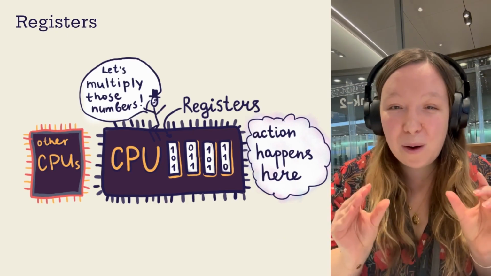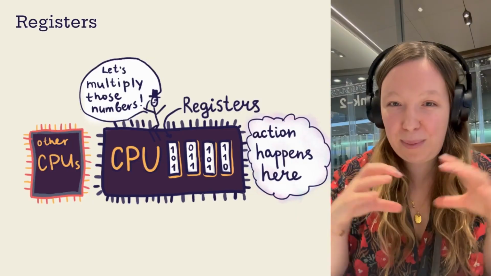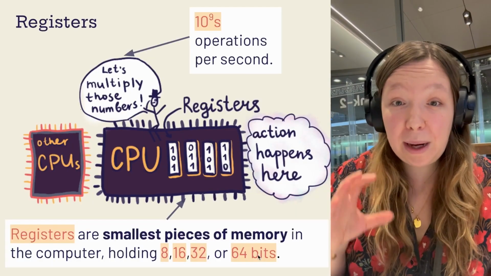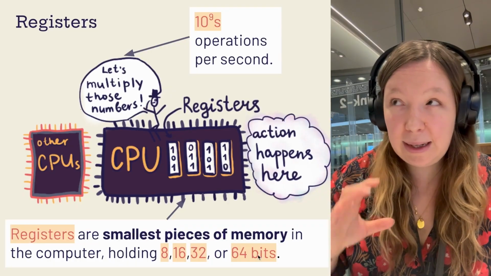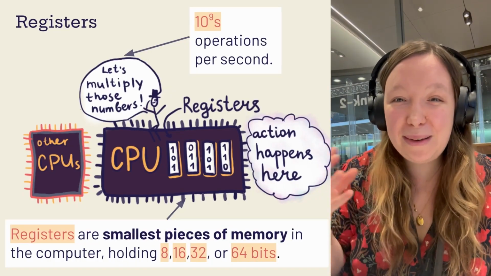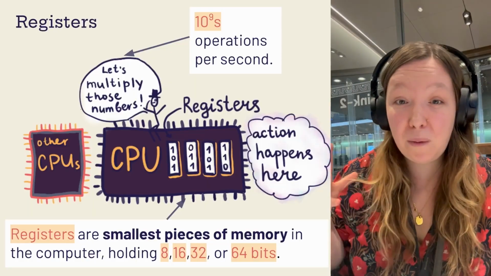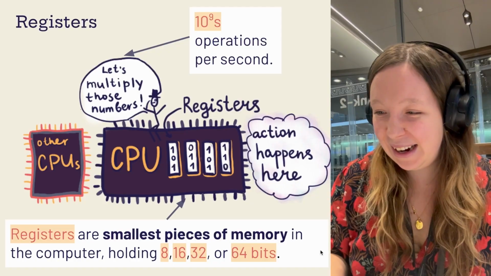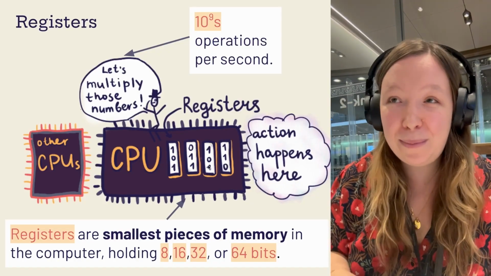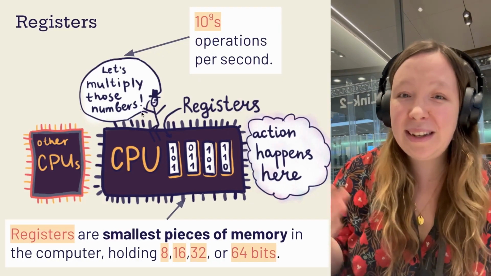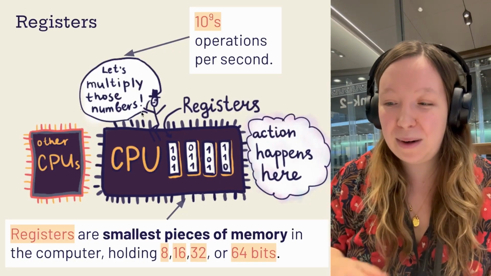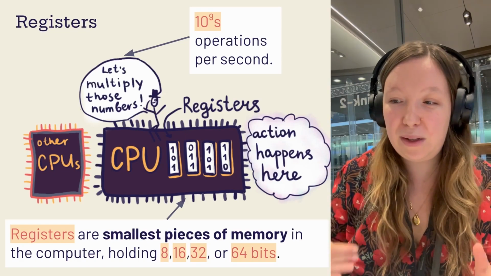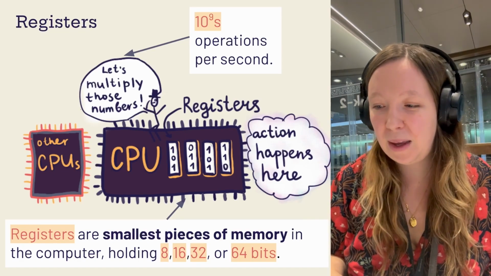Registers are the smallest chunks of memory that our CPU has access to. They're really, really small. The biggest of them is 64 bits, which is not a very big number. But in the CPU, all the action happens here. We are multiplying numbers, adding numbers, incrementing numbers, doing logical operations with numbers. So these numbers are directly passed to the CPU while we do simple operations on them.